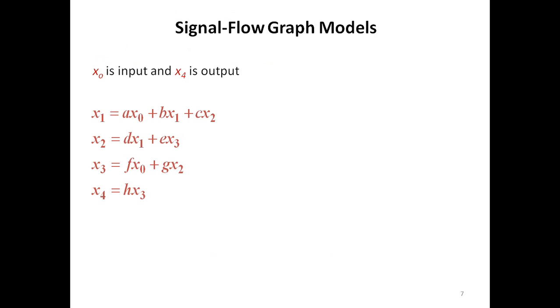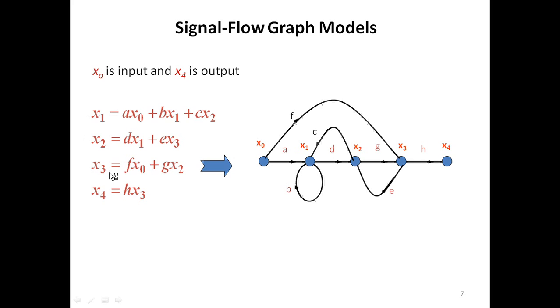So this is one more example. Here four outputs are given. Sorry, X0 to X4. So totally 5 nodes we have to consider, and these 4 expressions are given. Accordingly we can easily draw this graph. We just check this graph whether it is correct or not.